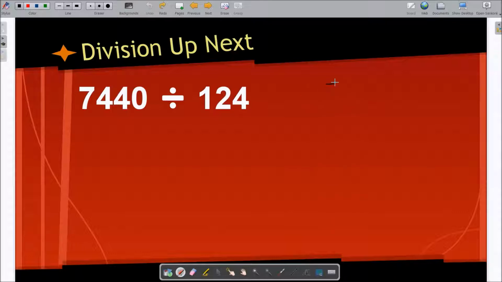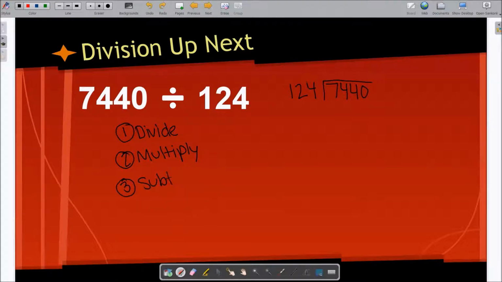This one we've got 7,440 divided by 124. So what I want you to keep in mind is every time we're doing a division problem, we go through the same steps. We figure out first how much we can divide. Then we do some sort of multiplication. Then we subtract. We bring down the next number. And then we repeat until we're done.